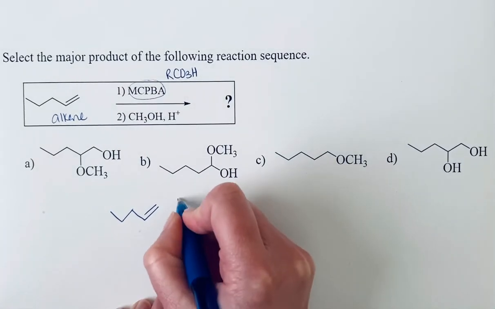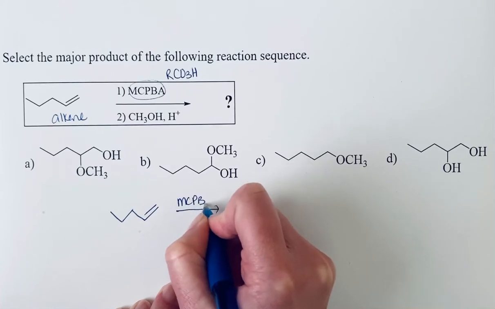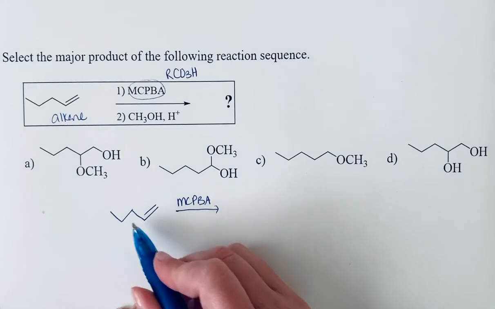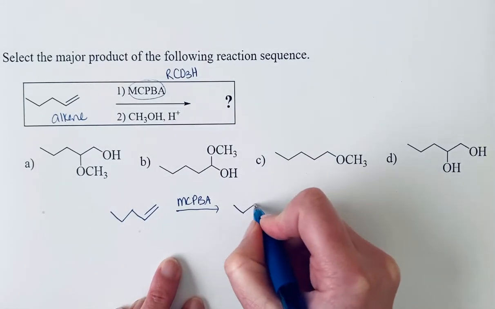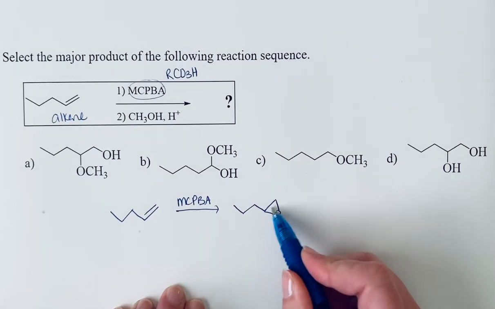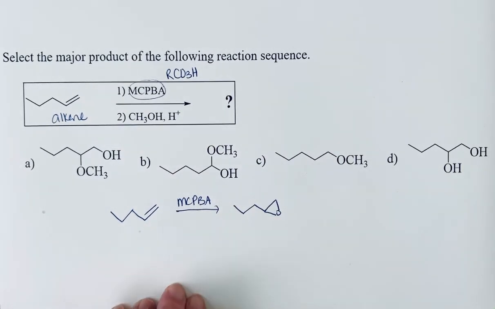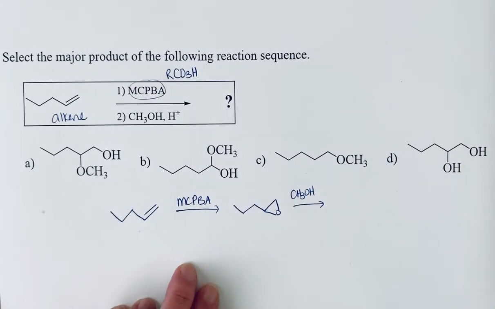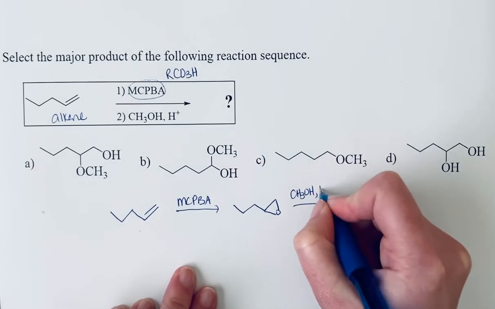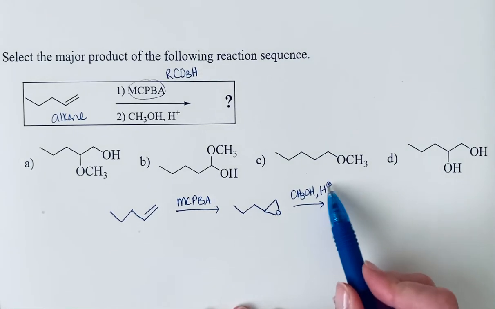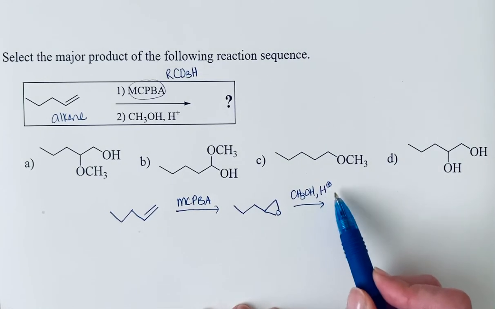So from this first step with MCPBA, that's metachloroperoxybenzoic acid, you will take the alkene and you will end up with an epoxide. And the epoxide will span the 2 carbon atoms that were the 2 carbon atoms of the alkene. And then in the next step, we're adding methanol, which is a weak base, weak nucleophile, and we're also adding an acid catalyst. And so that acid catalyst is what's going to react first.